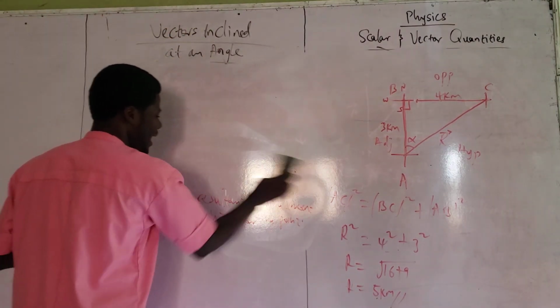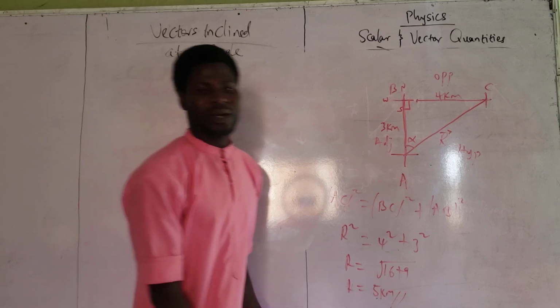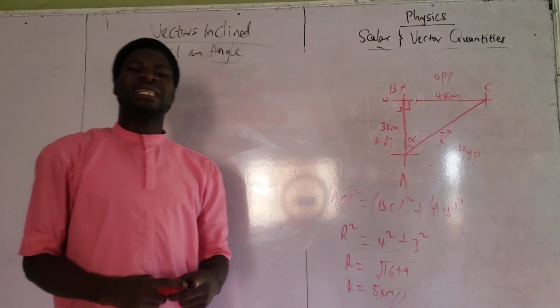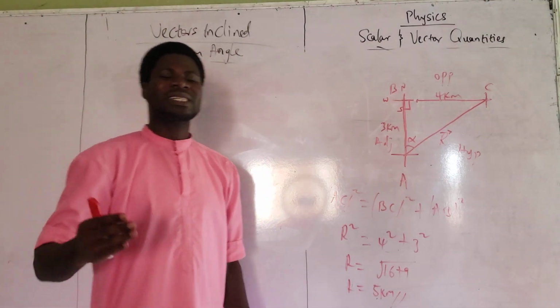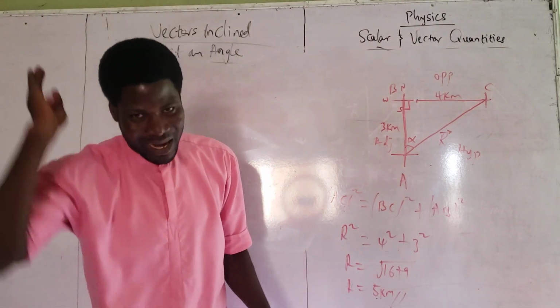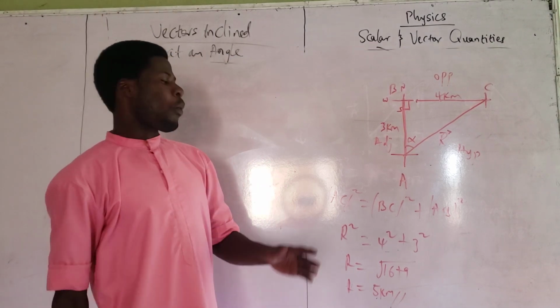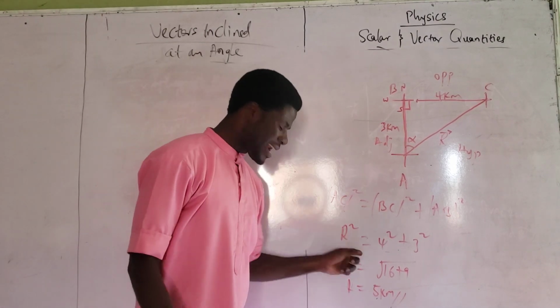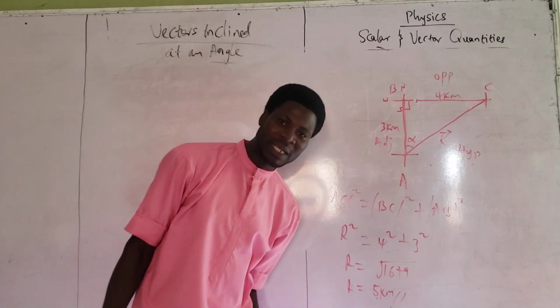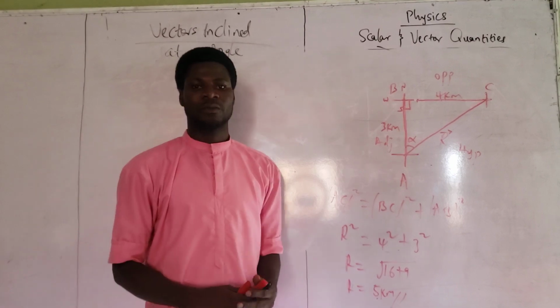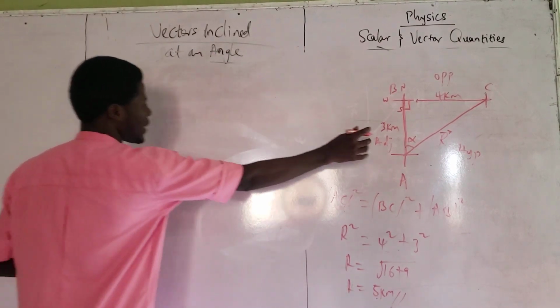Now, the question did not say we should look for direction. It only said determine its resultant displacement from the starting point. But remember my definition, vector quantities are inherently directional. Whenever you are dealing with vector quantities, especially in theory, whether you are asked or not, look for a direction, because it is not complete until both their direction and magnitude are provided. Alright? So for the direction now, that's our alpha.